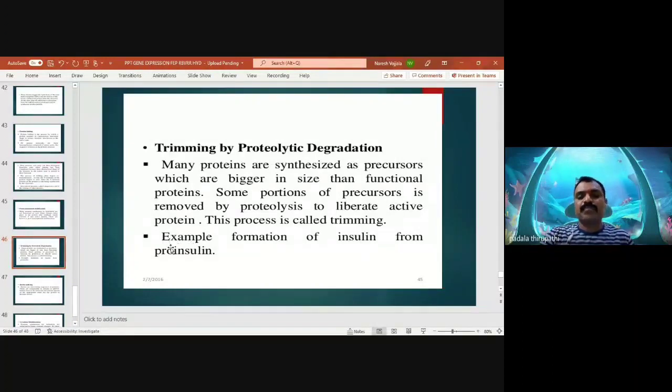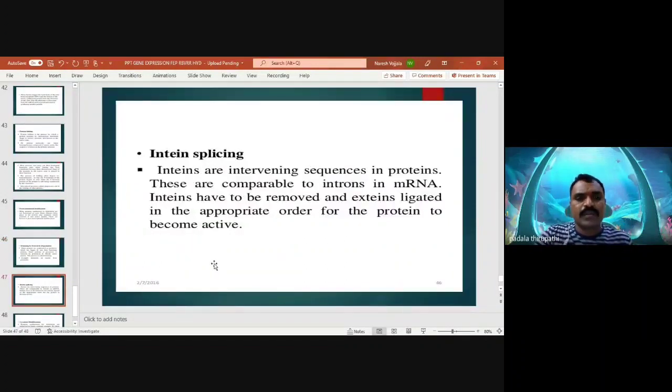An example is the formation of insulin from proinsulin. Pro means precursor, so proinsulin means the precursor of insulin. Proteins are synthesized as precursors which are bigger in size than functional proteins. Proinsulin is the primitive form, the precursor for the formation of the actual functional insulin. Insulin is nothing but a protein, my dear friends. Remember, insulin is also a protein.